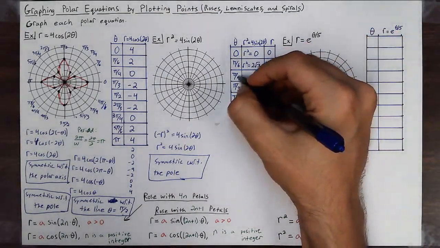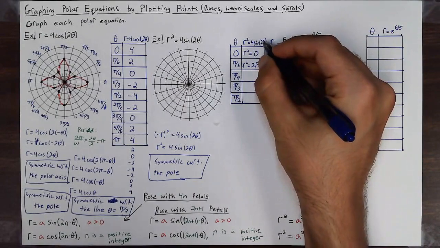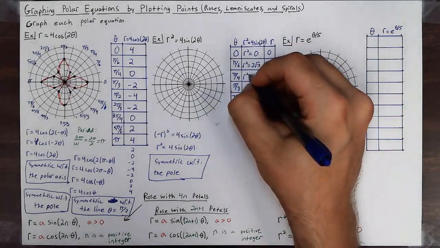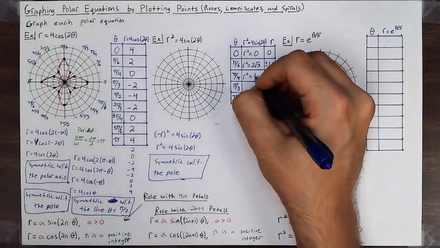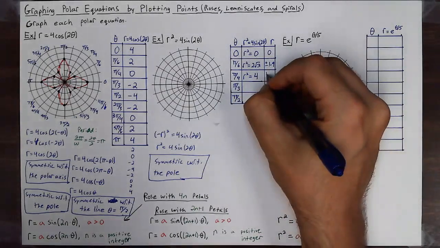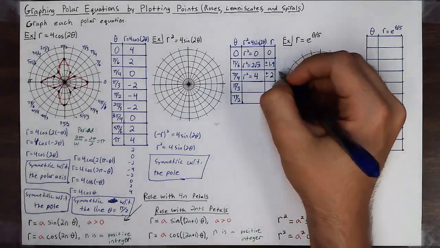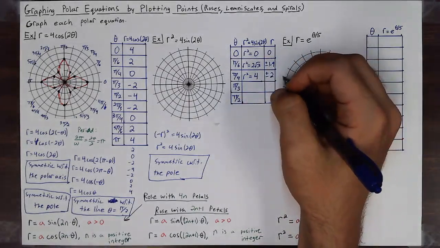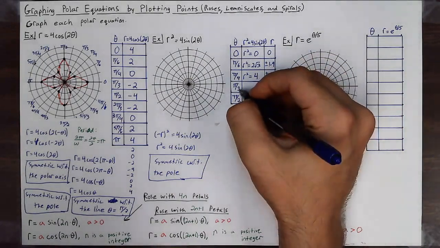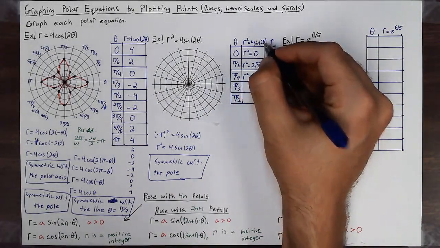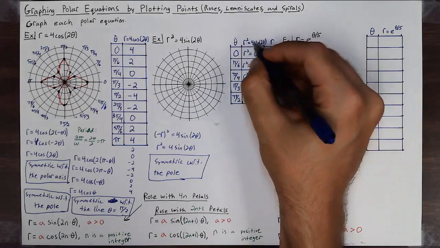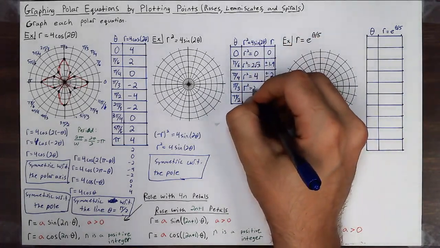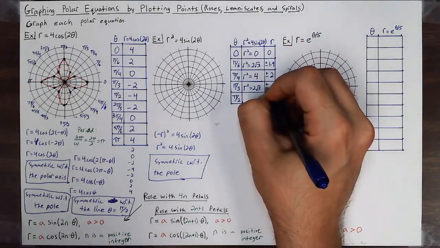Then when you plug in pi over 4, it's the same thing as sine of pi over 2, which is 1. So that's just r squared is equal to 4, which when you take its square root is plus or minus 2. And then plug in pi over 3, you get 2 pi over 3, which is square root 3 over 2, giving me r squared is equal to 2 square roots of 3, which is, again, plus or minus 1.9.